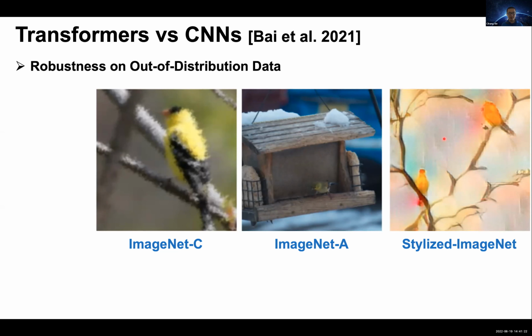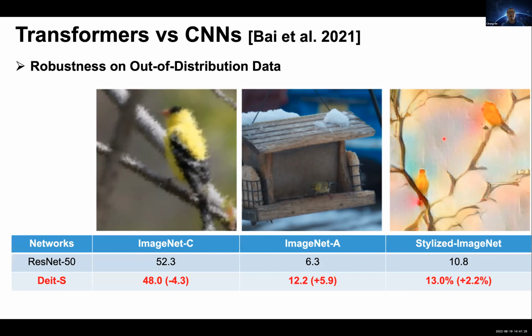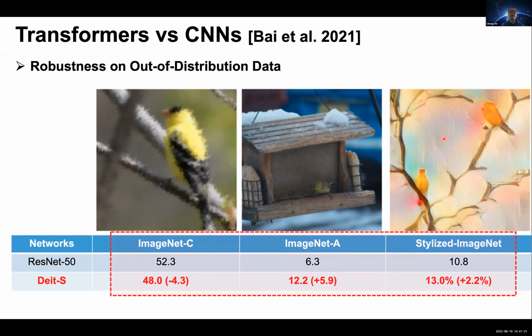So on these three datasets, we do some evaluation here. And basically, it looks like this. You can see on all these three out-of-distribution benchmarks, DeiT significantly improves over the ResNet. For example, on ImageNet-C, we follow the original standard and use the error rate, so here, the lower, the better. You can see it reduced the error rate further by 4.8. On ImageNet-A, the improvement is 5.9. And on Stylized ImageNet, the improvement is 2.2.